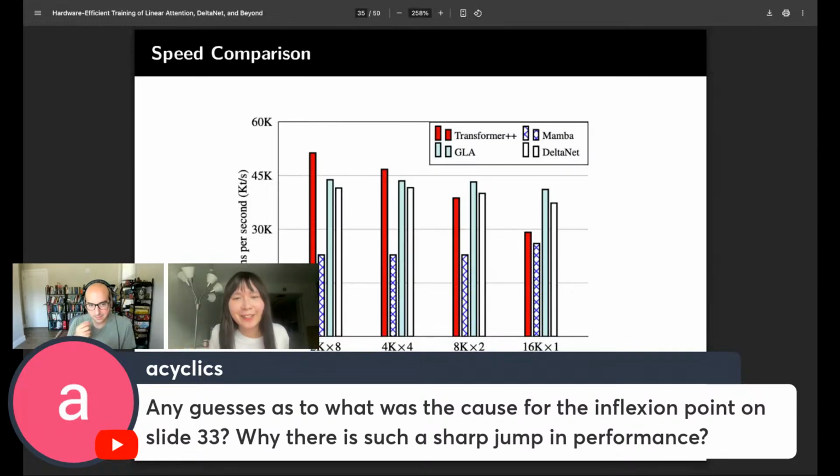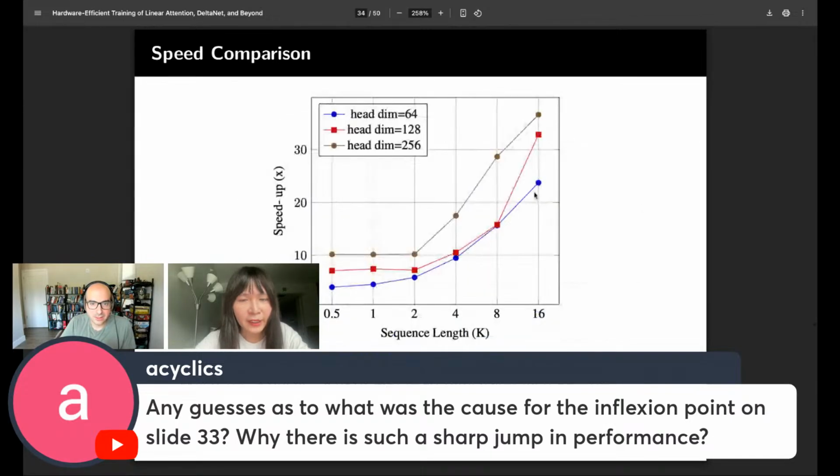Okay, what's the question again? What was the cause of this big jump in performance? Big jump in performance of which model? I think slide 34. We're at 35 right now. Okay, this one, right? I suspect they mean when the sequence length went to 4 head dim 256, and then at sequence length 8 head dim 128. There was also a sharp increase when it went to 16.